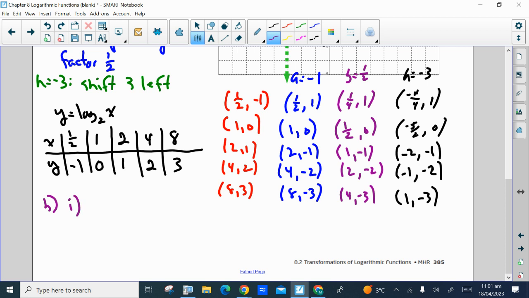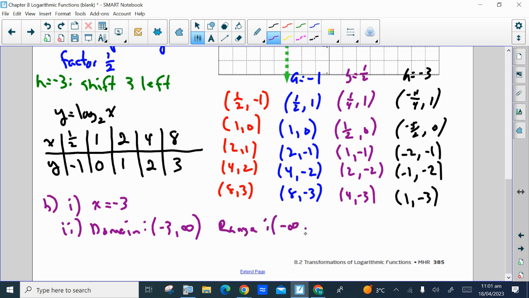First being the equation of the vertical asymptote, which we said was x equals negative 3. Our domain will be from negative 3 to positive infinity. Neither are included. Our range still goes up and down forever.